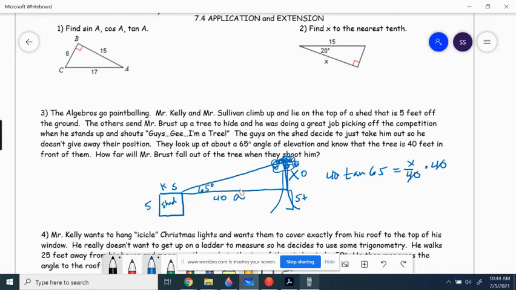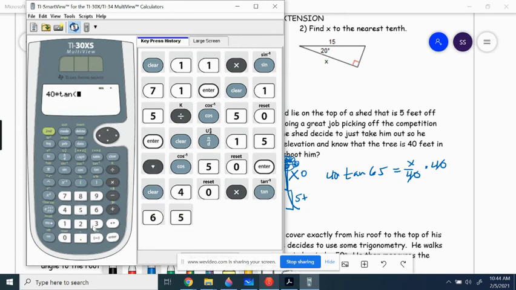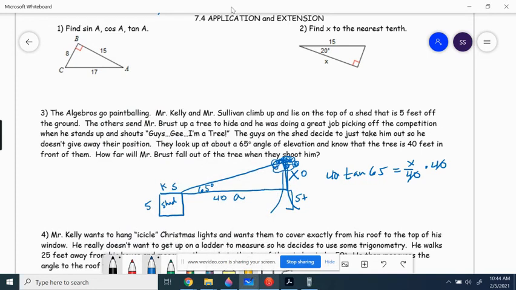All right, let's pull up our calculator for this one. 40 times tangent 65, we get 85.7. Let's go ahead and just round this to the nearest whole number. Let's call this 86 feet. And so x would equal 86 feet. That's how far he would fall from the tree to the roof of the shed, but we also have to add on that 5. So he will fall a total of 91 feet. Yikes.